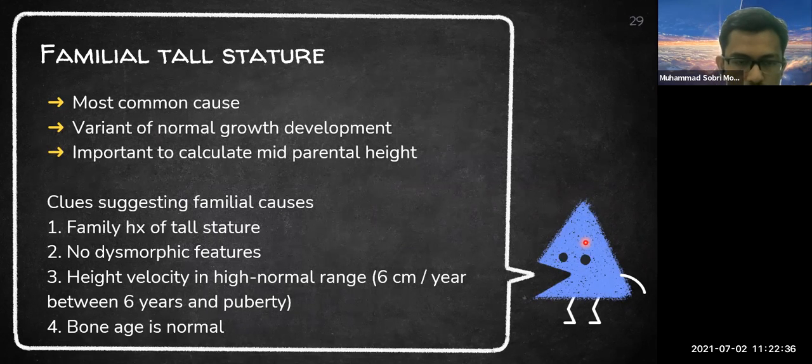And we also have to confirm there are no dysmorphic features in the patient. And the height velocity is still in the normal range, but in the high normal range. In this, there is about 6 centimeters per year between the age of 6 years and puberty. And we also have to assess the bone age, and it should be normal. Only then can we say that the patient has familial tall stature.